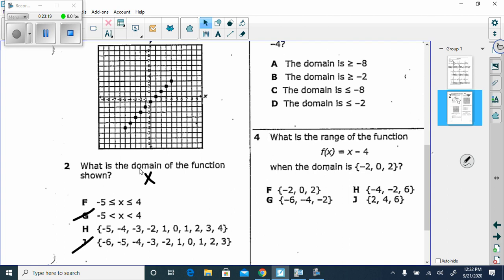So now I'm looking at, is it constant all the way from -5 to 4, or is it just at those points? Well, on the front, all of our points were connected by a line, right? Are these connected by a line? So we must just be looking at each value. So it's got to be H. If we wanted to say it was continuous, F would be our answer if it was connected like that. All right.